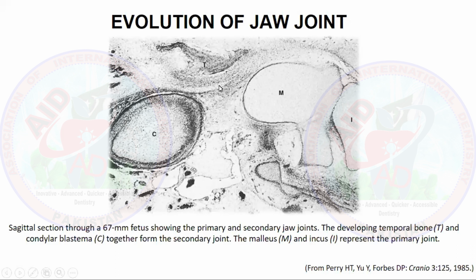And if you see, there are small thin spaces here. This is space and this is space. These two spaces are the superior joint space and inferior joint space. This is just to give you a basic concept or the basic orientation of the evolution of how the joint has evolved. But we will go in detail to give you absolute good orientation.